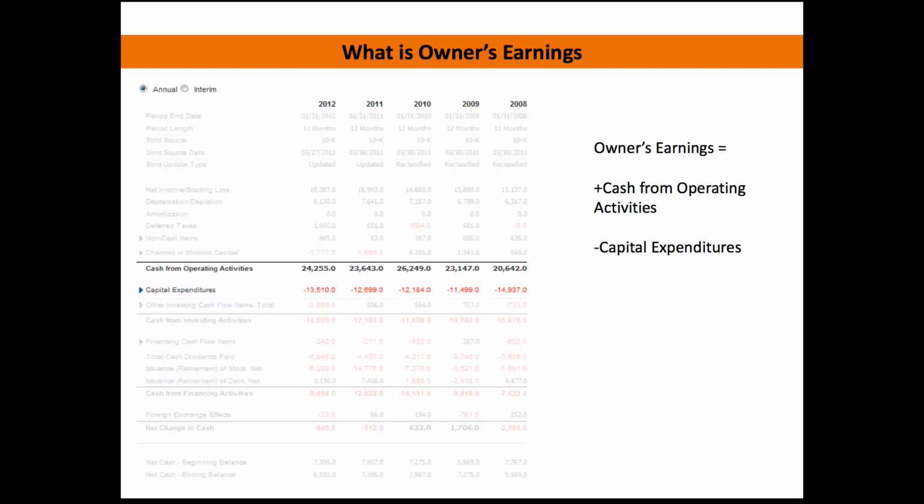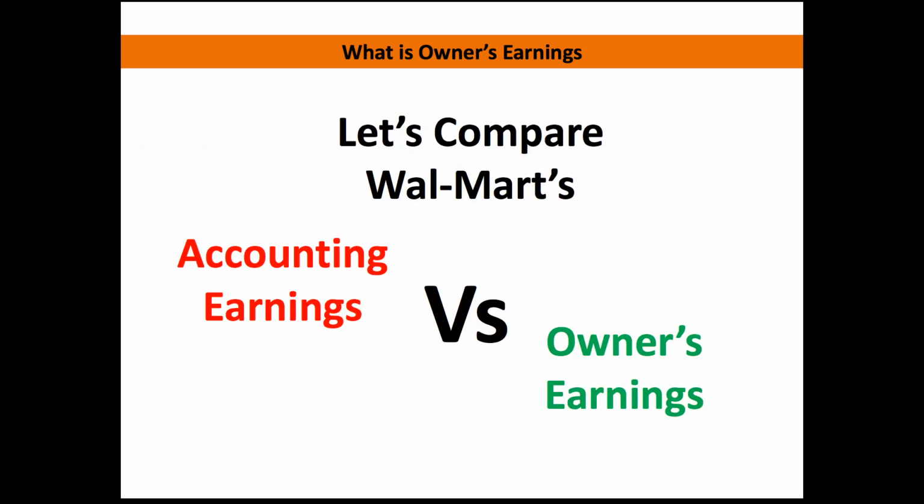Okay, so to simplify that equation, we can see that I have everything kind of fogged out there, and you can see that the two numbers that really mean a lot are the cash from operating activities and then the capital expenditures. And what we're going to do is just take the difference of those to come up with the real owner's earnings, as opposed to the EPS that's being reported on all those top level pages and things like that. So let's compare Walmart's accounting earnings that's being reported at the bottom of the income statement versus that owner's earnings that we just showed you the little formula for.